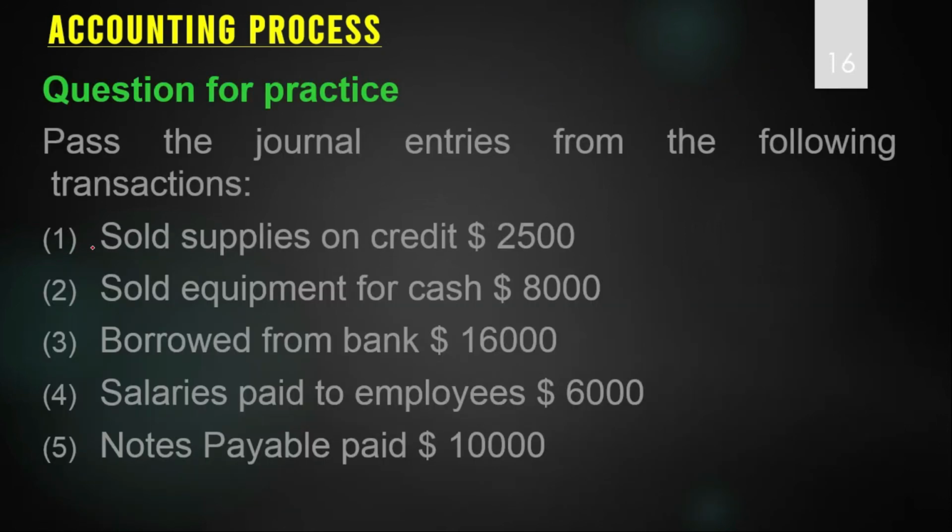Now I can give you some transactions for your practice. 5 transactions I have given you for practice. If you have any other transactions which you are finding difficulty, you can write to me in the comment section. I will be helping you. The first transaction is supplies sold on credit, sold equipment for cash, borrowed from bank, salaries paid to employees, and notes payable paid 10,000. These are the 5 transactions I have given you. You can make the journal entry, and also you can ask me if you find any difficulty in solution of these journal entries.